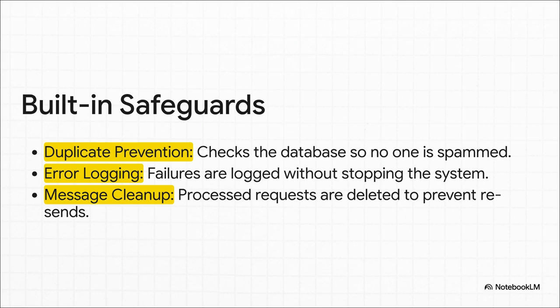And this system isn't just efficient, it is built to be tough because of these safeguards. It's constantly checking its own memory to prevent spamming people with duplicates. If for some reason an email fails to send, the whole system doesn't crash. It just logs the problem so someone can fix it later. And by cleaning up every single successful request, it guarantees an invite is never, ever accidentally resent. It's built not to fail.